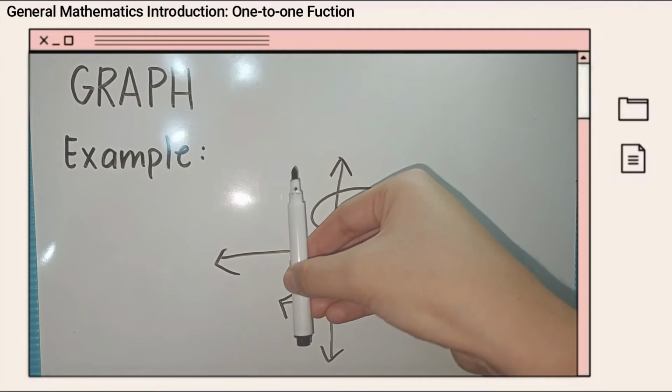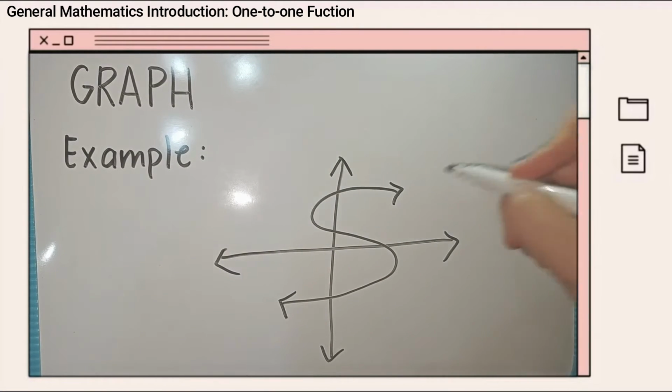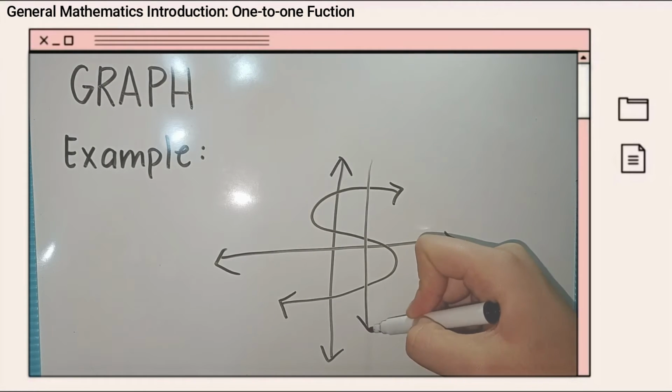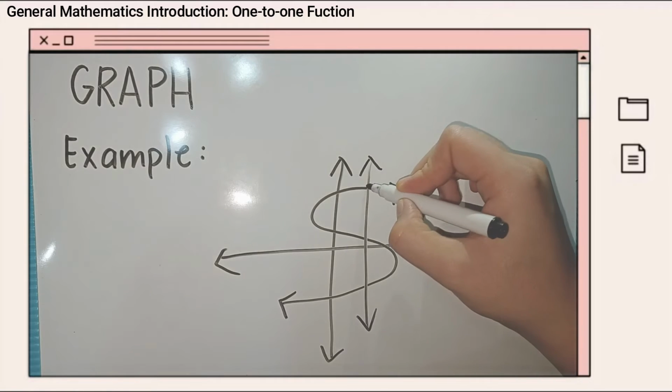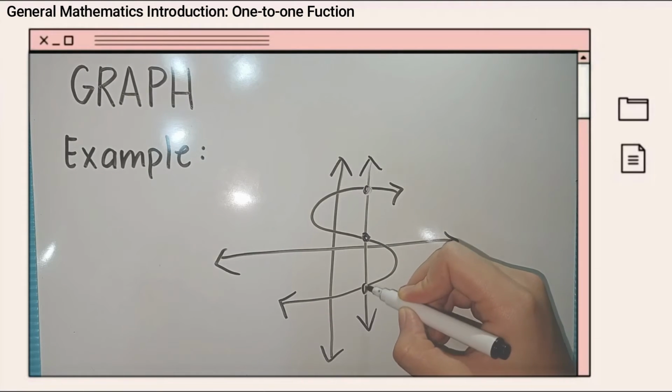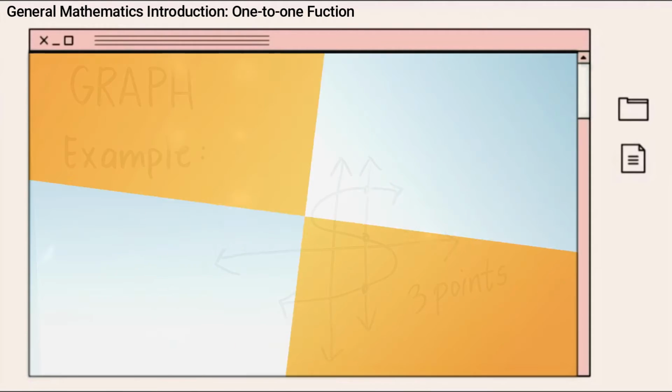We move from here up to here, or we can directly apply the vertical line. We notice that there are 3 points in this graph, which means it touches the graph 3 times. So this graph is not a one-to-one function.